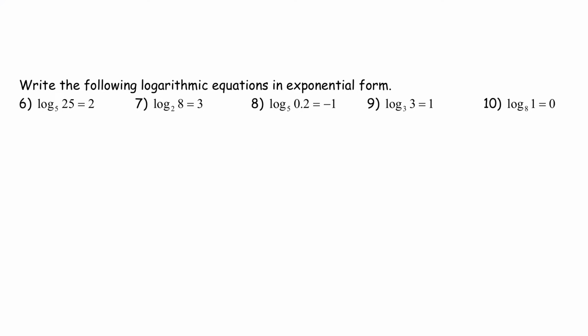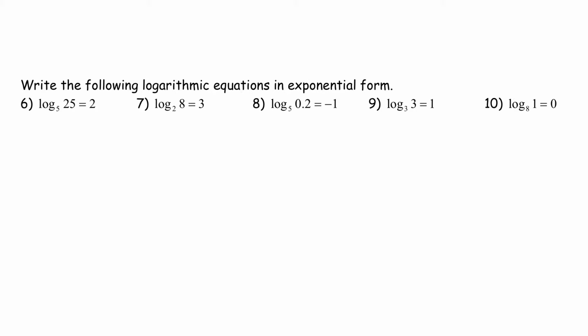So now we're going to go ahead and write the following in exponential form. So this is 5 to the power 2 is equal to 25. 2 to the power 3 is equal to 8. 5 to the power negative 1 is equal to 0.2. 3 to the power 1 is 3. And then the last one is 8 to the power 0 is equal to 1.